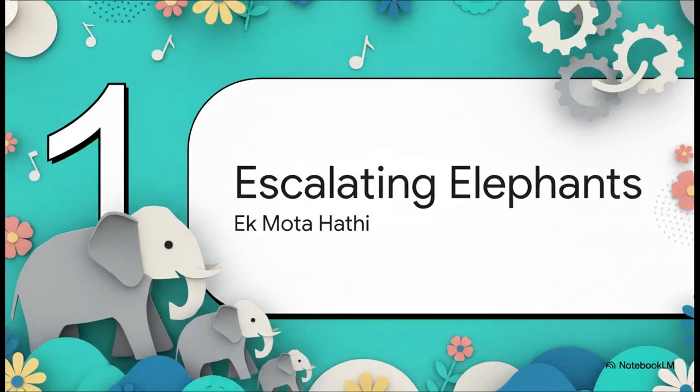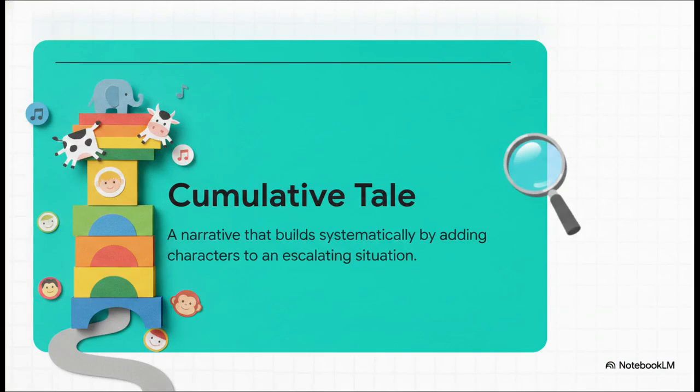So let's jump into part one, the escalating elephant posse. We're going to look at the classic Ek Mota Hathi and really explore its incredibly sticky narrative structure. Okay, let's dive right into this. Ek Mota Hathi is what folklorists and literary nerds actually call a cumulative tale. Basically, this is a narrative that builds systematically. It constantly adds new elements, new characters, or new obstacles to a central, escalating situation.